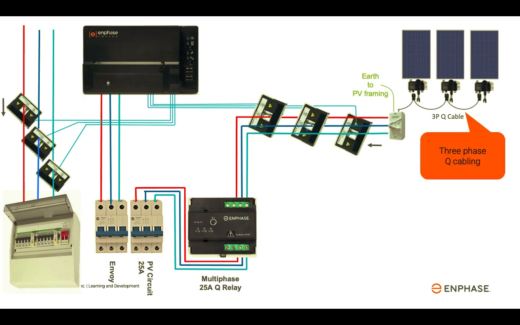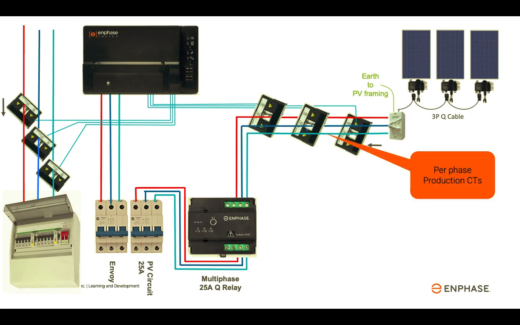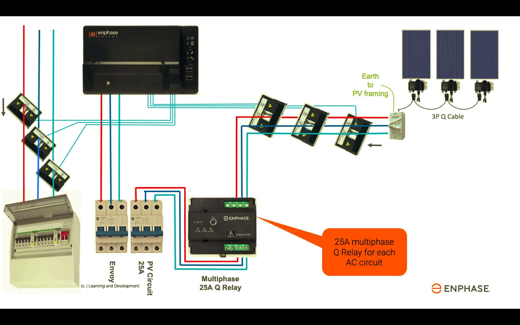Three-phase Q cabling ensures a balanced installation of microinverters across each of the phases. Per phase solar production CTs are required to be installed. The 25 amp multi-phase Q relay is installed in series within the circuit.